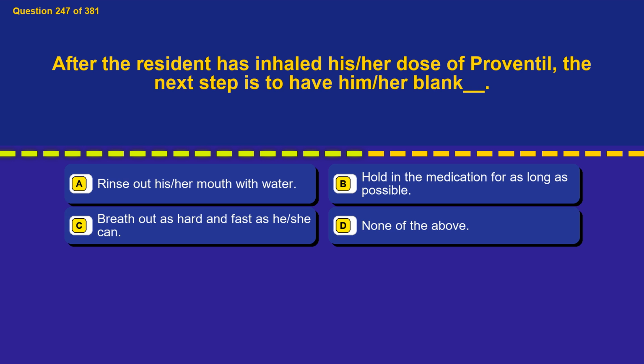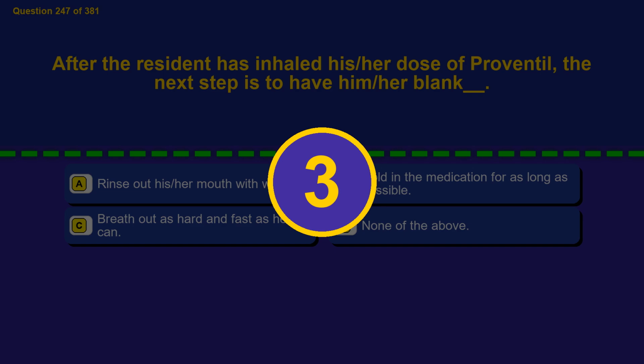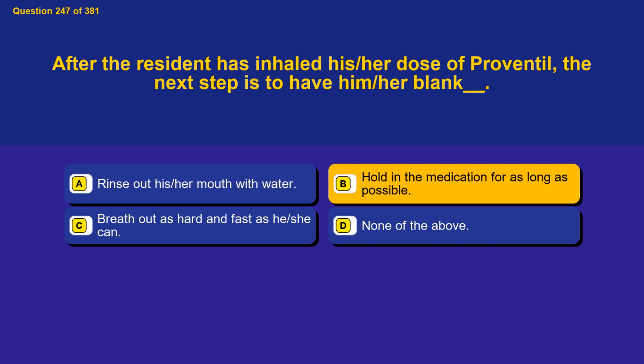Option B, hold in the medication for as long as possible. Option C, breath out as hard and fast as he/she can. Option D, none of the above. The correct answer is option B, hold in the medication for as long as possible.